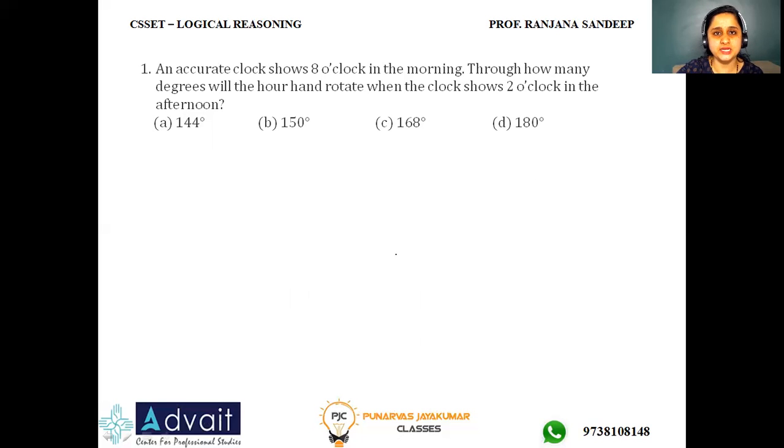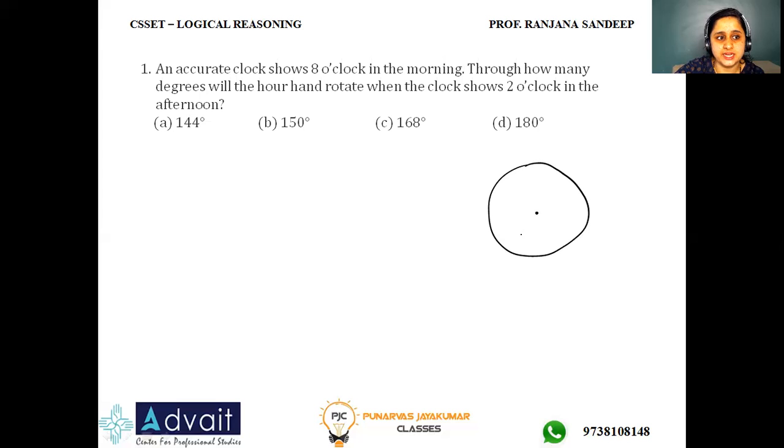So problem number 1, have a look at this. An accurate clock shows 8 o'clock in the morning. Through how many degrees will the hour hand rotate when the clock shows 2 o'clock in the afternoon? So see, when I say 8 o'clock and 2 o'clock, let us quickly consider the structure of the clock.